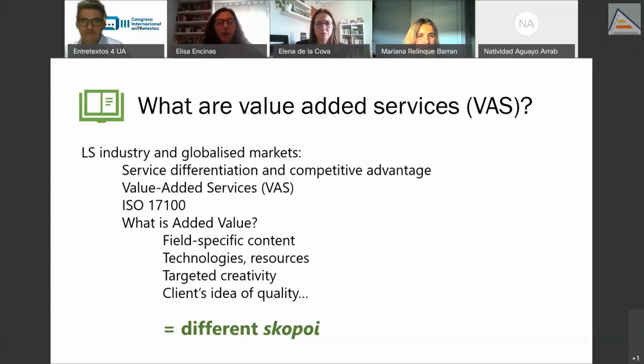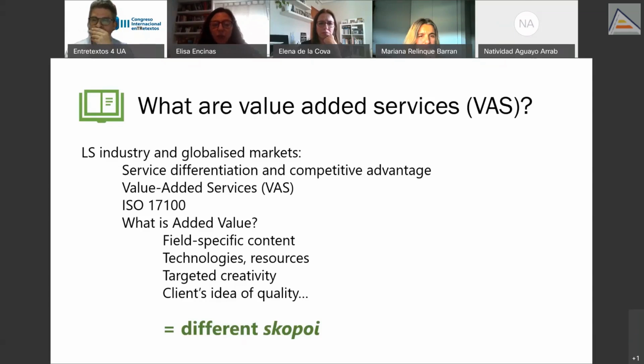The standard ISO 17100 includes a list of different value-added services. This is not just a theoretical idea that I like or that some scholars are starting to use. This is something that comes from the market. It already exists. Now we can decide whether we can make use of it in the classroom or not. But it's not just a theoretical construct. It's market reality, or translation services reality.